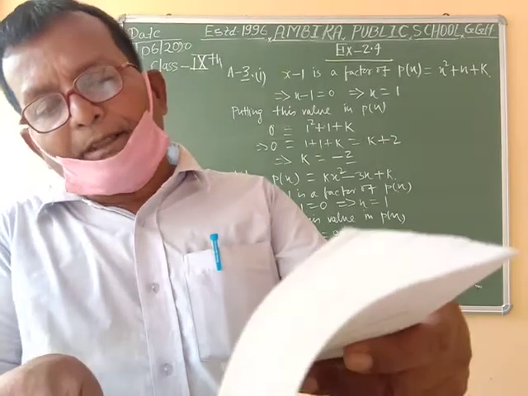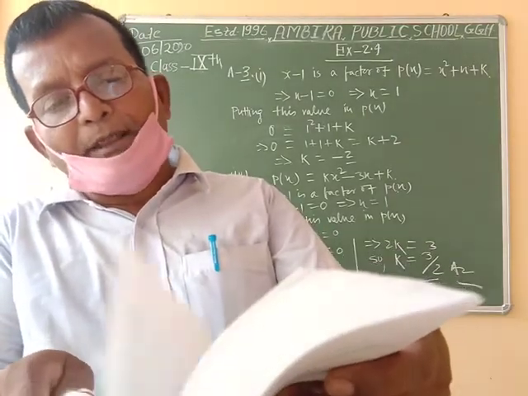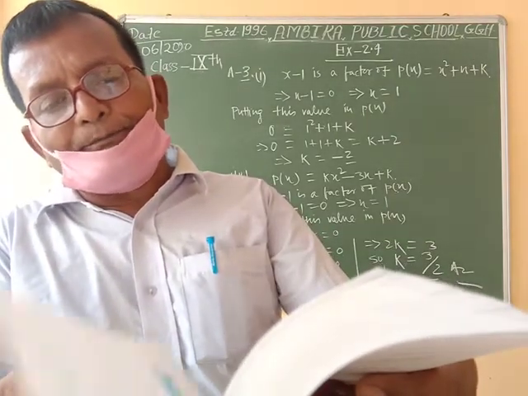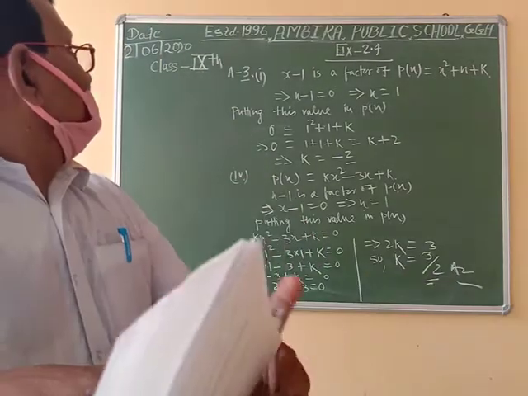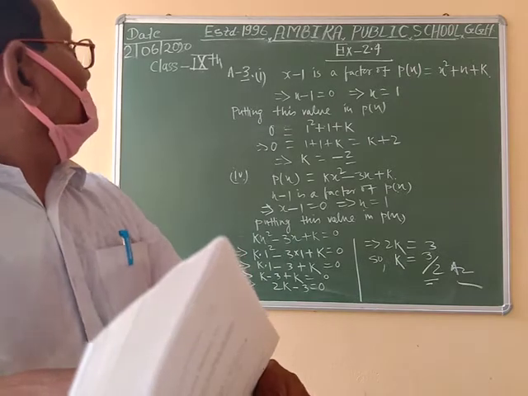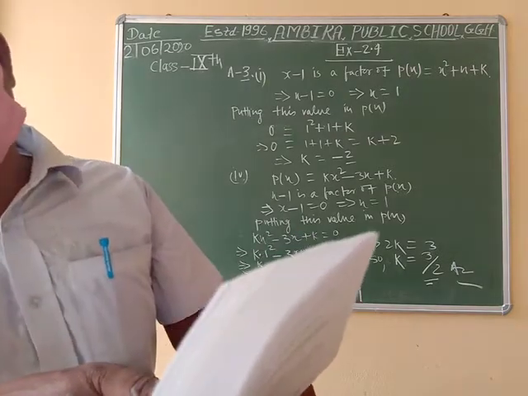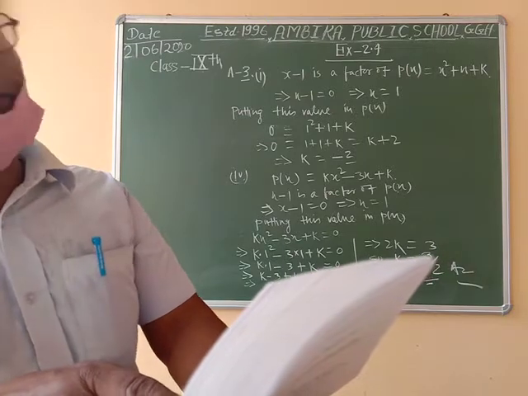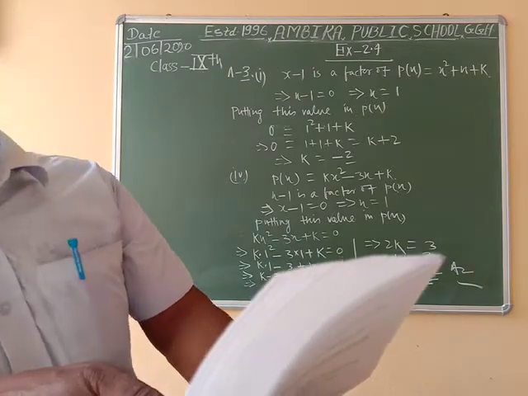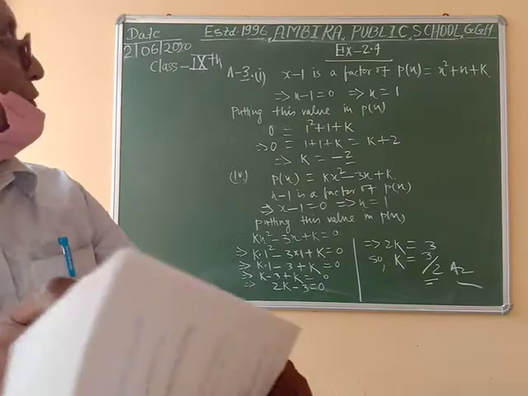So the answer of this question, the value of k, is 3 number answer 1 of 3, minus 2, and question 4's answer is equal to 3/2.